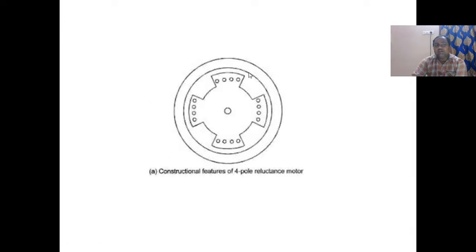So this is a diagram of the construction feature of a 4-pole reluctance motor. This is normally a salient pole structure, like a salient pole synchronous motor structure. Please see.